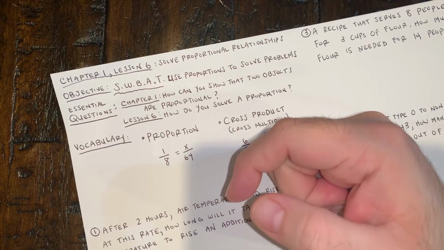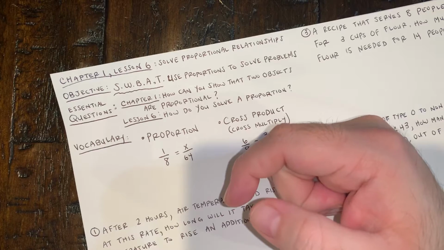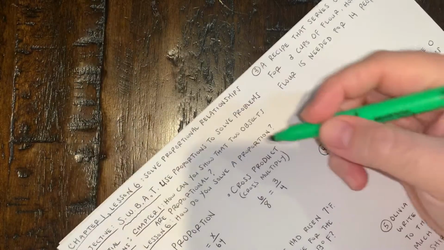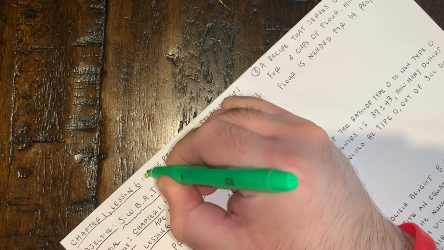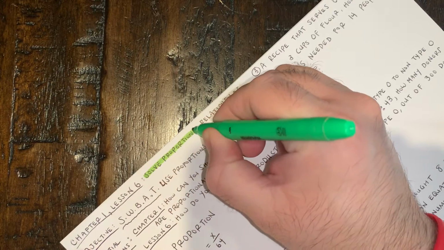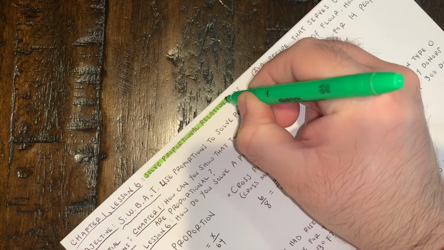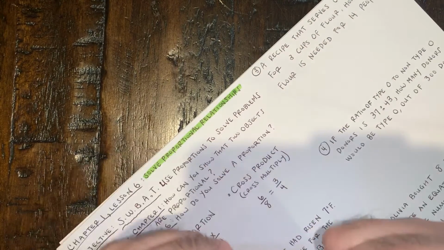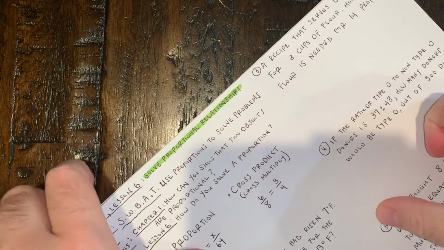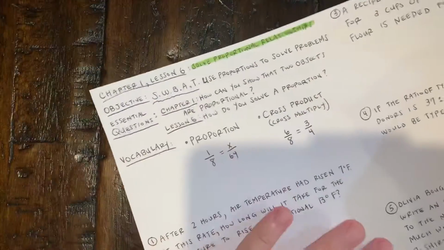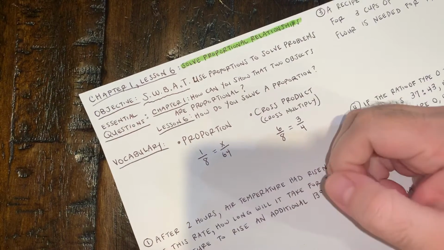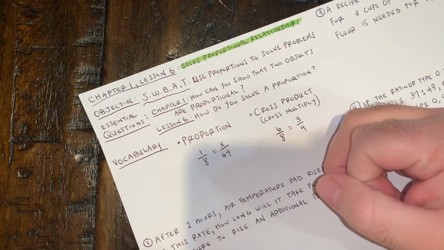This video is going to be about chapter 1 lesson 6, and that's going to be solve proportional relationships. We briefly talked about proportional relationships earlier in the chapter. I believe in lesson 1 we ended with proportions and solving proportions. So in that video I told you to remember how to do that because we'll be coming back to it, and basically this is it. We're going to be dealing with proportions again.